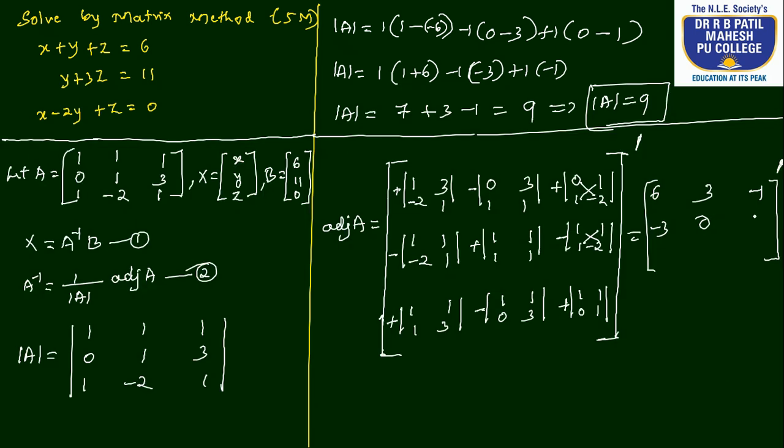3 minus 1 will become 2. 3 minus 0 is 3. Outside minus sign is there, so minus 3. This is 0. Next, 1 minus 0 will become 1.